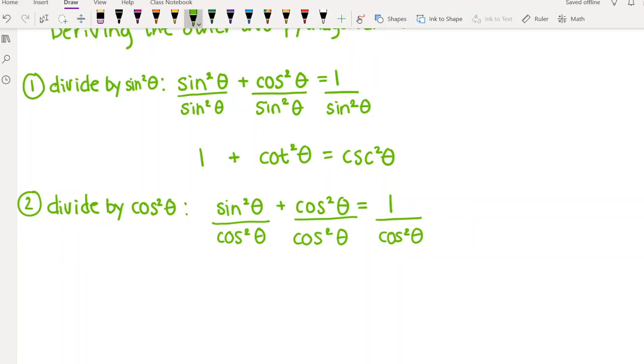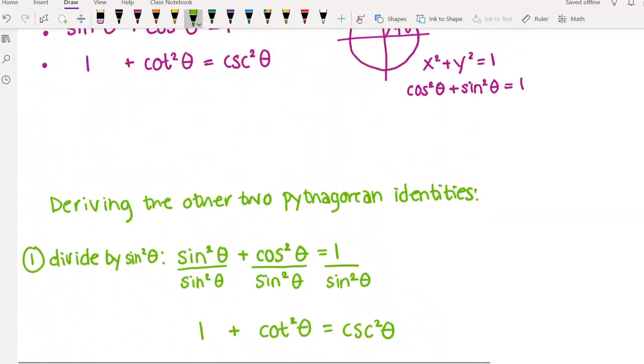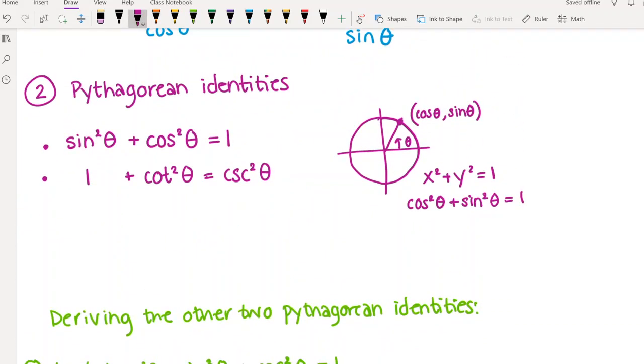So sine squared of theta over cosine squared of theta: we know that sine over cosine is tangent, so that means sine squared over cosine squared is tangent squared of theta. And then what is cosine squared over cosine squared? That's just 1. And then 1 over cosine squared is equal to secant squared of theta. So we can add that one to our list as well: tangent squared of theta plus 1 is equal to secant squared.